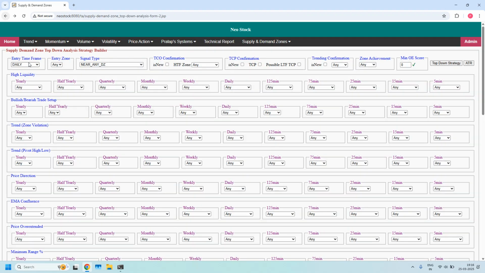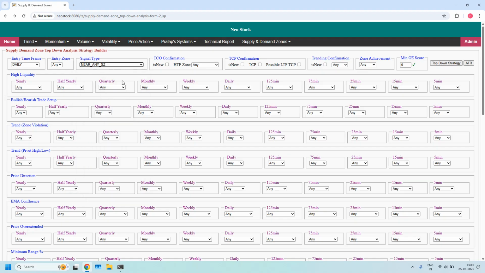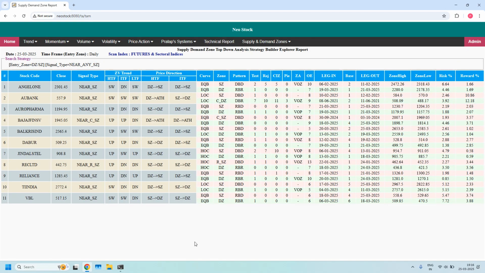Okay, next for daily time frame, let us find the stocks near to the daily supply zone. We got 11 stocks. Let us identify high liquidity daily supply zones from this list. Bajaj Finserv is having a high liquidity daily supply zone. REC Limited is having a daily high liquidity supply zone. That's it. We have identified 2 daily high liquidity supply zones from this list.